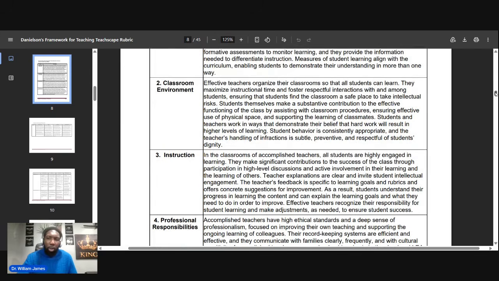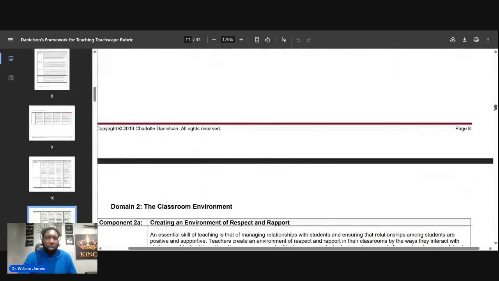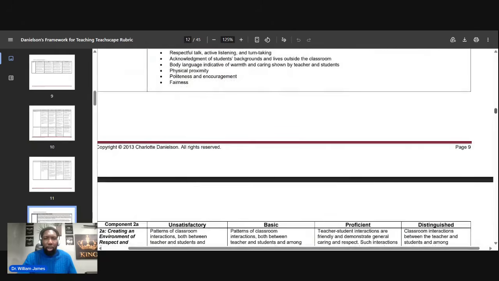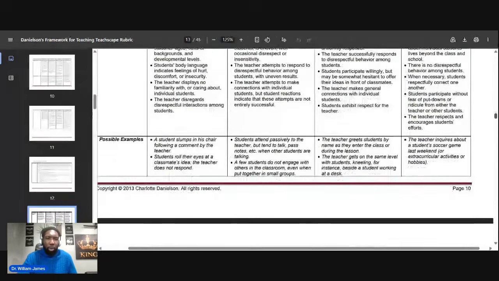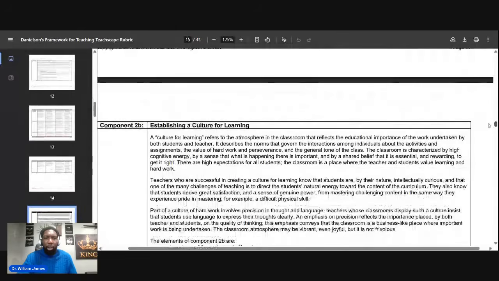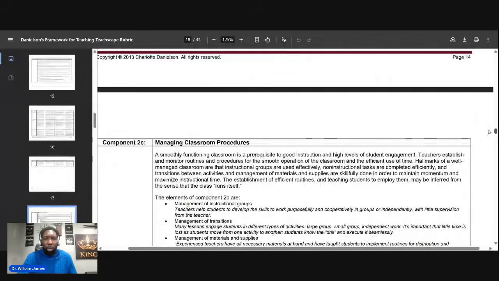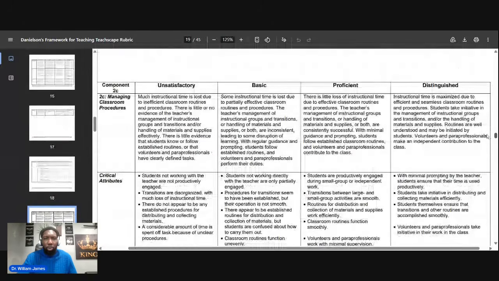So I'm going to go down to one of the key major flaws that's in it before I break up more of the flaws and major problems in it. It's in component 2. So right here, where it says managing classroom procedures, 2C, right? And I'm going to make that bigger. I want everyone to be able to see.